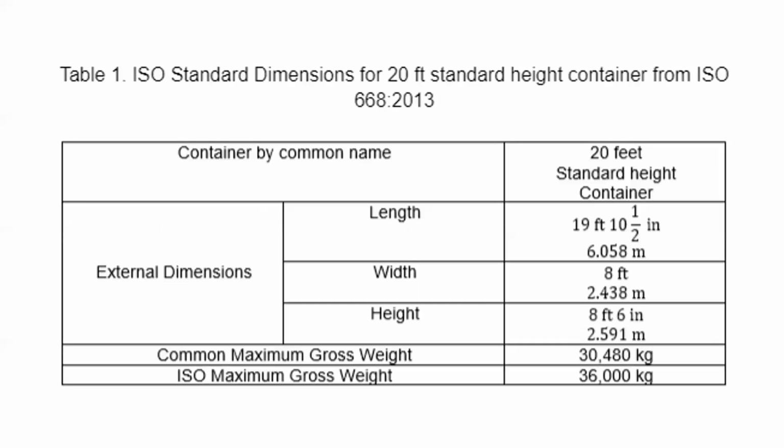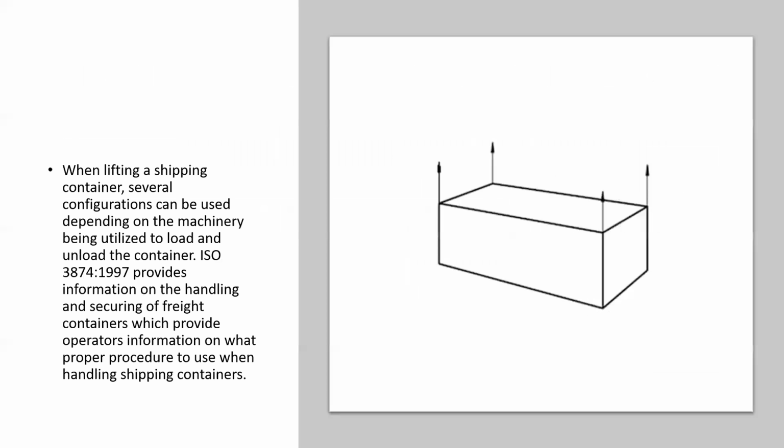So this is a table of the standard dimensions of the ISO 20 feet standard height container from ISO 668-2013. We can see the common maximum gross weight is 30,480 kilograms, and the ISO maximum gross weight is 36,000 kilograms. So when lifting a shipping container, several configurations can be used depending on the machinery being utilized to load and unload the container. ISO 3874-1997 provides information on the handling and securing of freight containers, which provides operators information on what proper procedure to use when handling a shipping container.